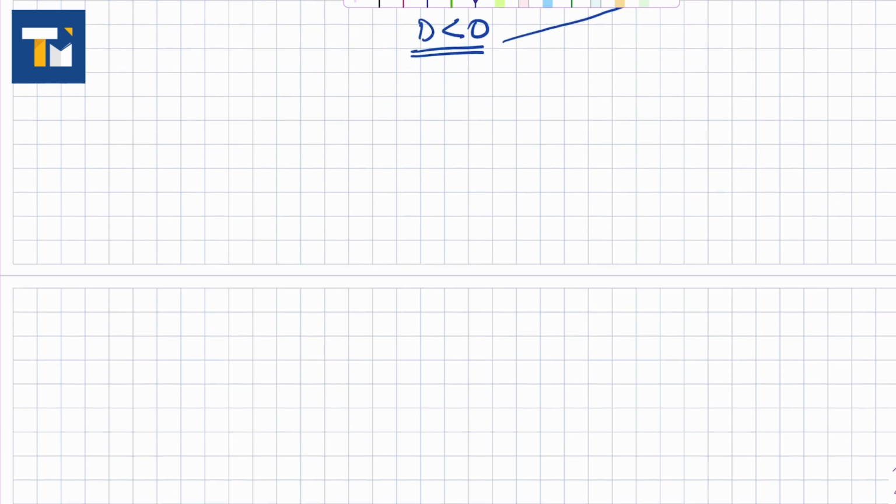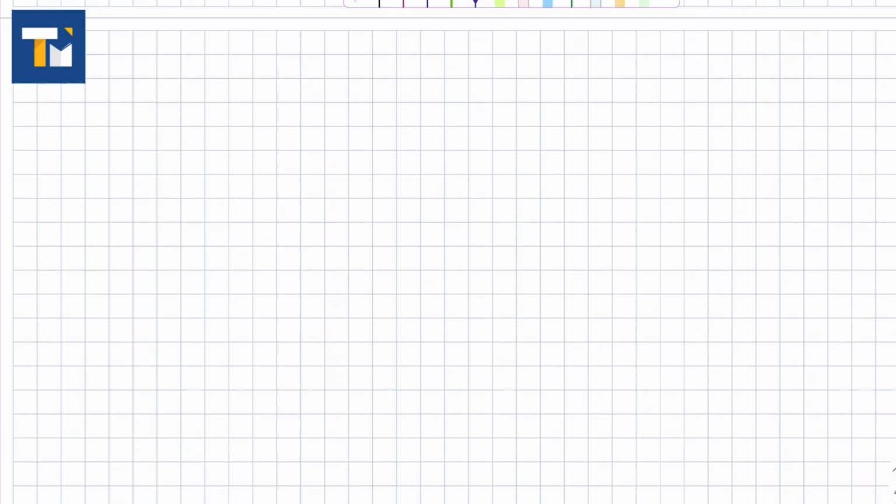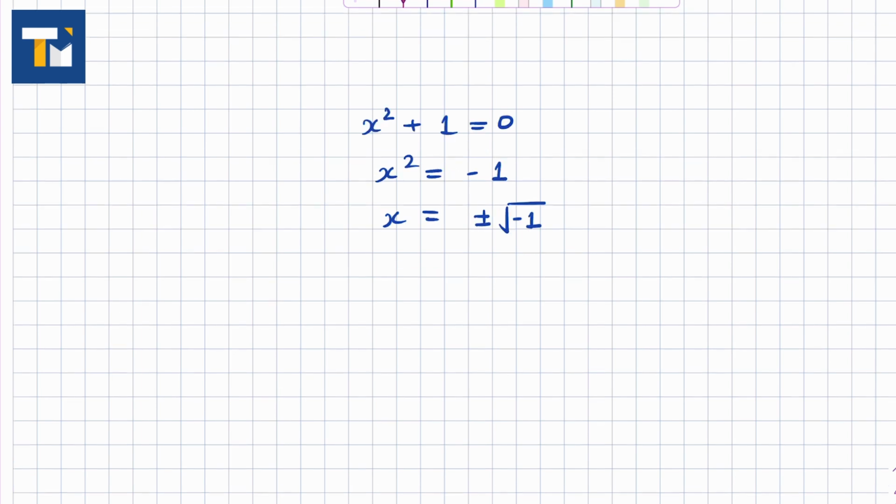So they said, okay, let's solve this problem. x squared plus 1 is equal to 0. x squared is equal to minus 1. x is equal to plus minus under root minus 1. So all the mathematicians came together, not literally at one place, but over time, and called this under root minus 1 an iota, which basically is an imaginary number.